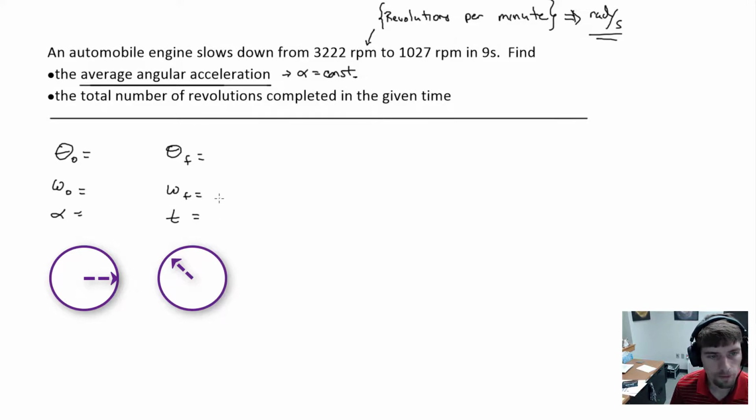Okay. Well, of course, time, we're given 9 seconds here. And our omega final, again, we have to convert from revolutions per minute to radians. So the revolutions to radians, 1 revolution is 2 pi radians. Okay? So we have to multiply this number by 2 pi, so that's the first thing. So we have 1027 times 2 pi.